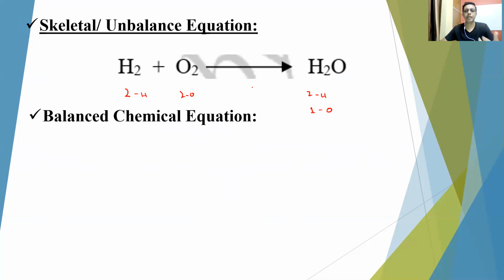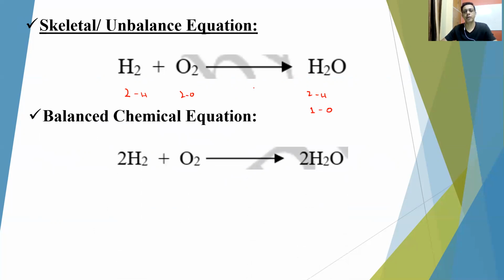And these unbalanced chemical equations are balanced to satisfy the law of conservation of mass. We know that in a chemical reaction, atoms only get rearranged. Atoms are neither produced nor destroyed in a chemical reaction. That means mass is neither created nor destroyed in a chemical reaction. So the number of atoms before the reaction and after the reaction should be identical.